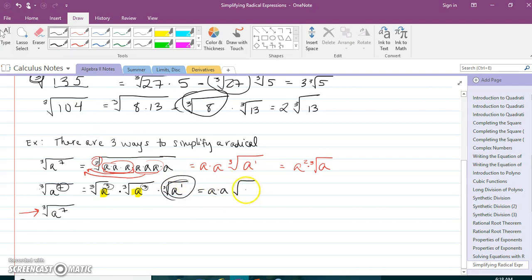And then this one you can't do anything with. And the reason you can't do anything with it is the exponent is smaller than the index. And you end up with the same answer. Obviously, I was expecting that.